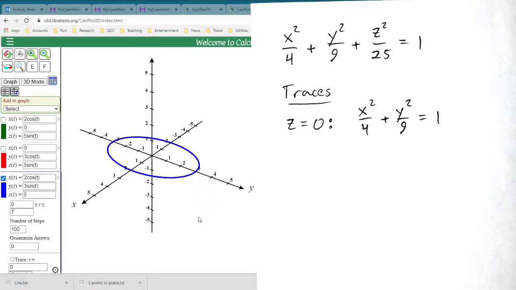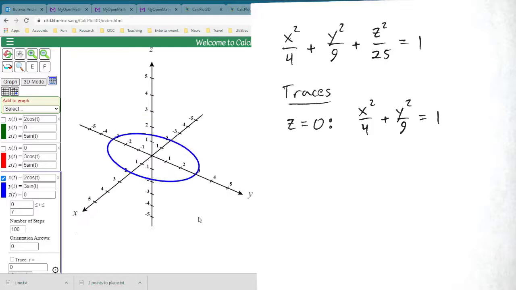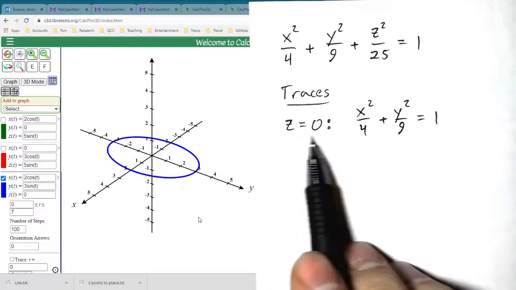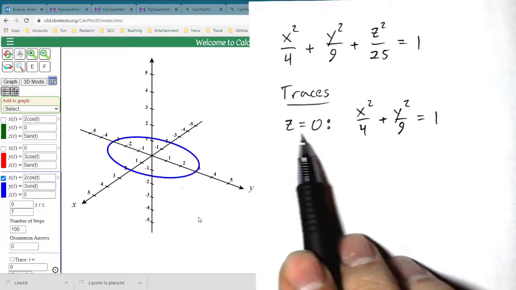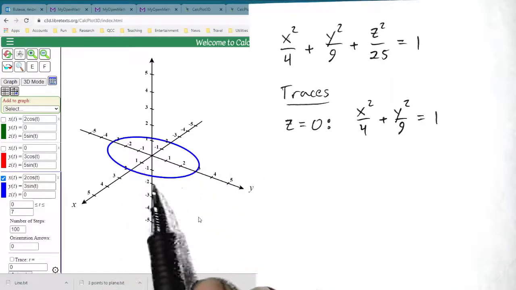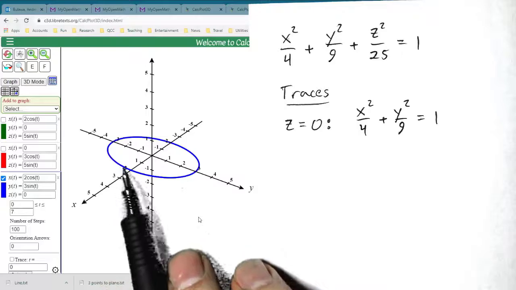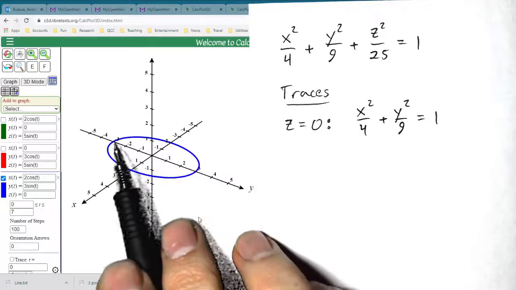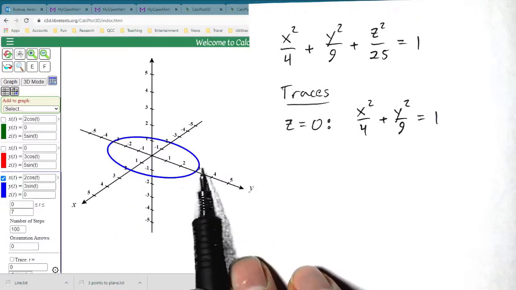Okay, so that's what we looked at, right? So that's the ellipse. We're only looking at this in the xy plane because we're setting z equal to 0. So this is where the surface, whatever the surface is, it's going to intersect the xy plane along this curve.